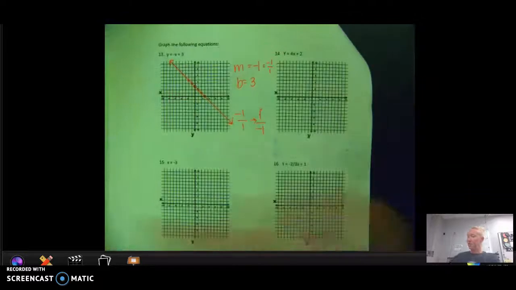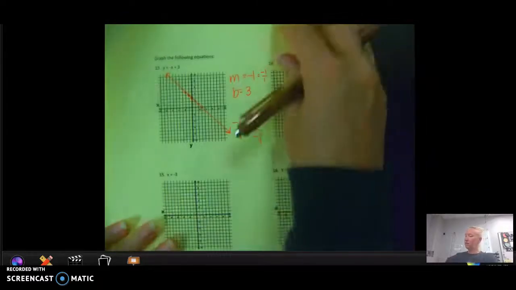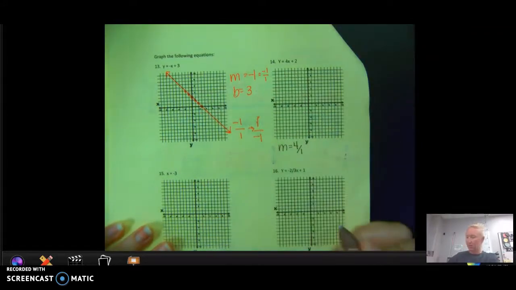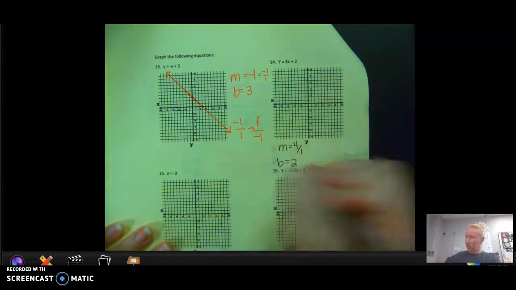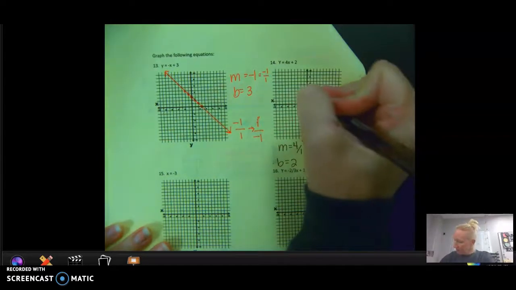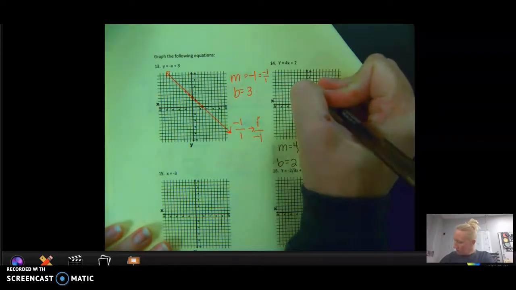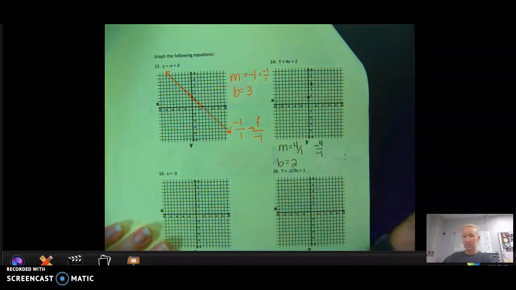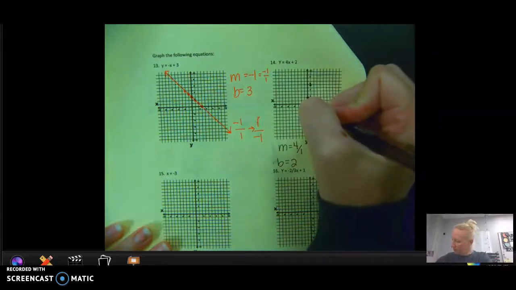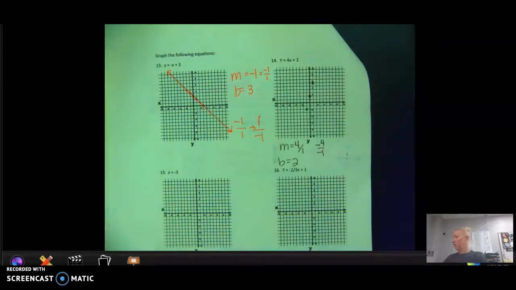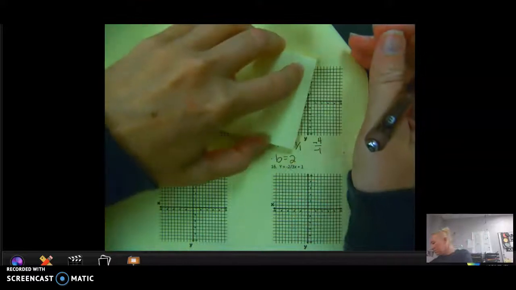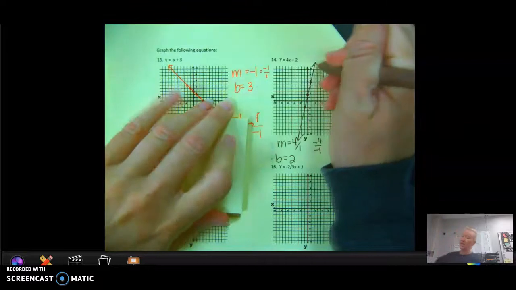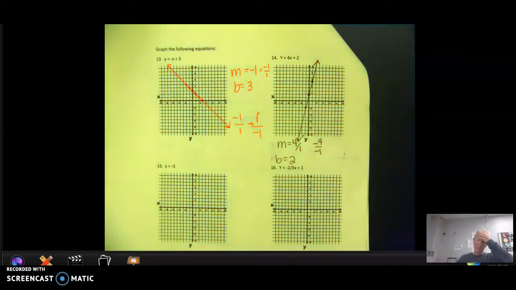Okay? Let's try number 14 together. My slope here is 4, so that's 4 over 1 if you want to write it as a fraction. My y-intercept is 2, so I'm going to put a point at 2. My slope tells me go up 1, 2, 3, 4, and over 1. Or 2 negatives make a positive, so I could also go down 4, 1, 2, 3, 4, backwards 1. And then I'm going to connect these. Extend throughout the entire graph and put arrows on the end because it's a line and a line goes on forever.